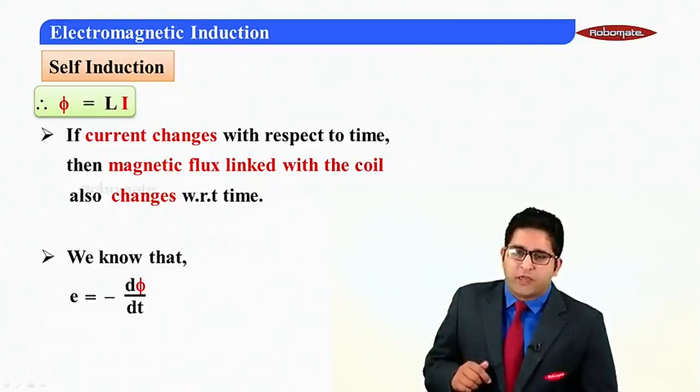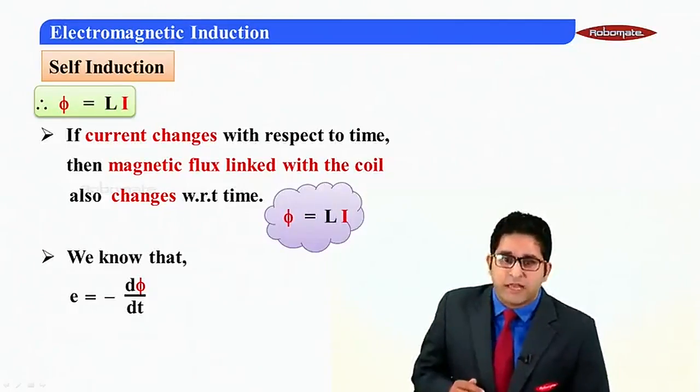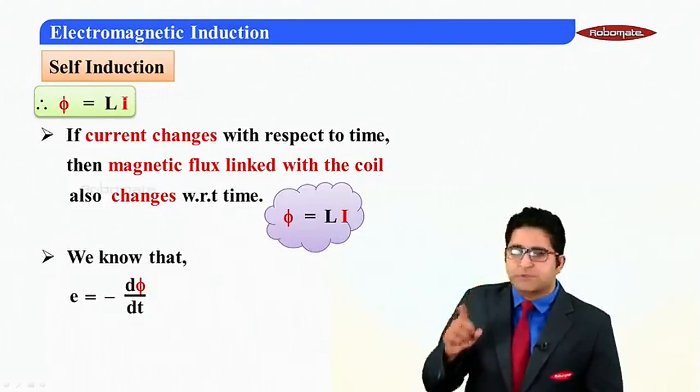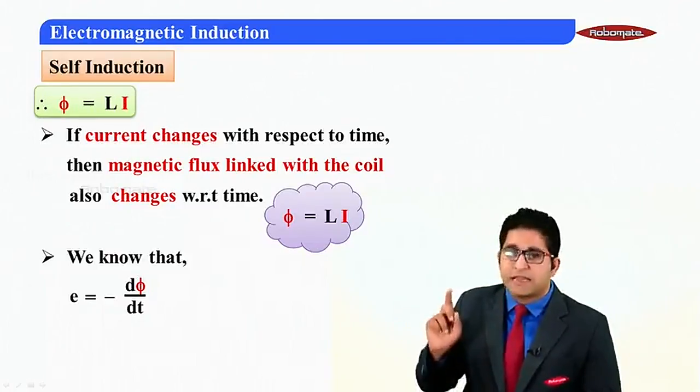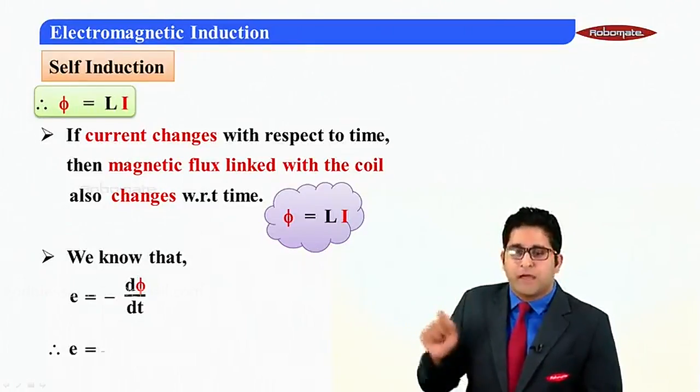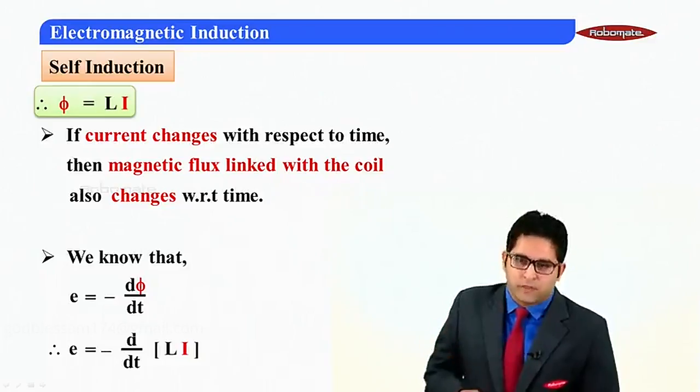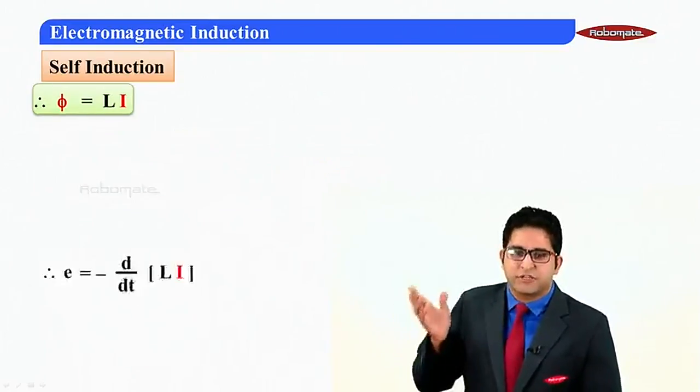Now students, we know the value of phi. What is the value of phi? Phi is nothing but equal to L I in this situation. So I'll be substituting this value over here. So what will I get? I'll get E equal to minus d by dt of L I. Now let us take this last equation ahead.